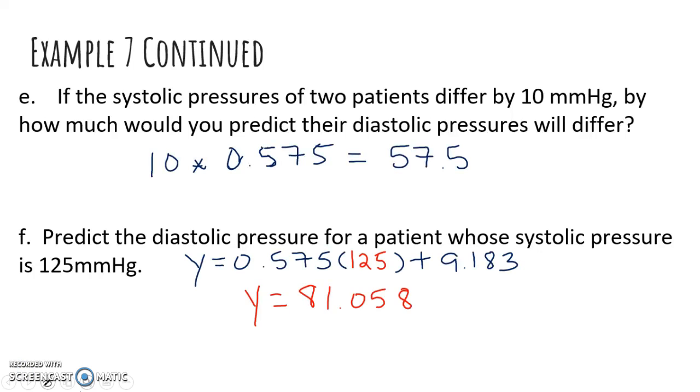Okay, for E, it says if the systolic pressures of 2 patients differ by 10, by how much would you predict the diastolic pressure to differ? So if the X differs by 10, we multiply that times the slope, and that'll give us the Y difference of 57.5. So the diastolic pressures differ by 57.5, which is quite a bit. And then predict the diastolic if the systolic pressure is 125. So we plugged in 125 and got 81.058.